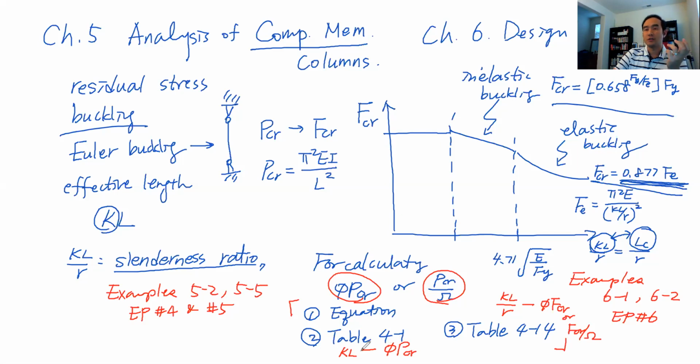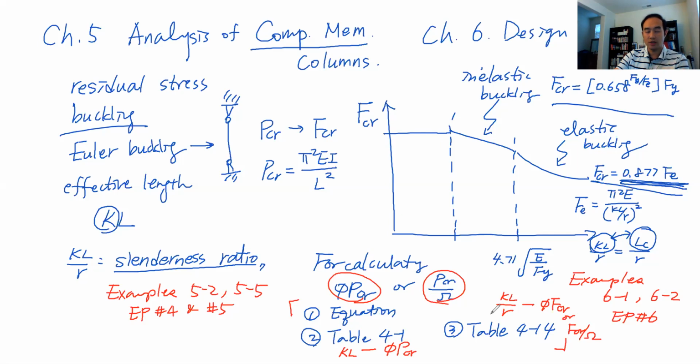But for some reason, based on the different boundary conditions, or sometimes we already knew that the y-axis is always a weaker axis, so we have additional bracing into the y-axis to make the strong axis the governing axis. Then we cannot directly use this table 4-1. Of course, there is a way to use this table with a small calculation later on. But in that case, table 4-14 would be better, because we can easily calculate the slenderness ratio.